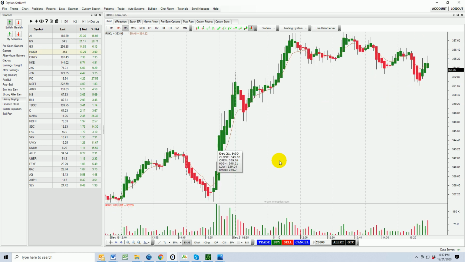Roku, really strong out of the gate here. You can see all the way up into here. Then it takes a little bit of a breather. But these candles right in here, that's your power. That's what you're going to be looking for, is these flat bottom 2 in a row. That tells me that this stock is really going to go higher.